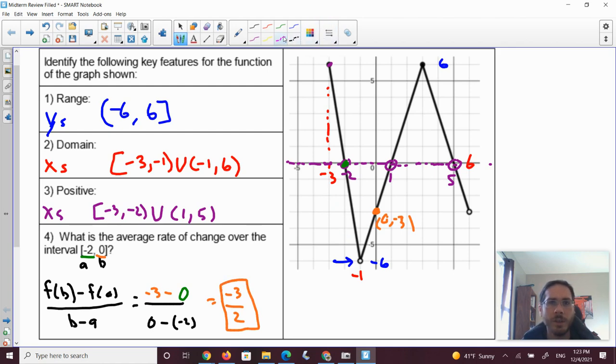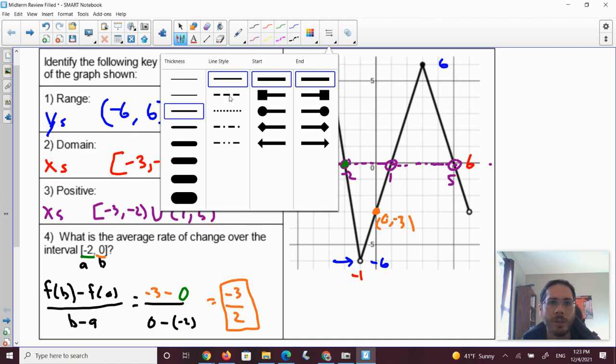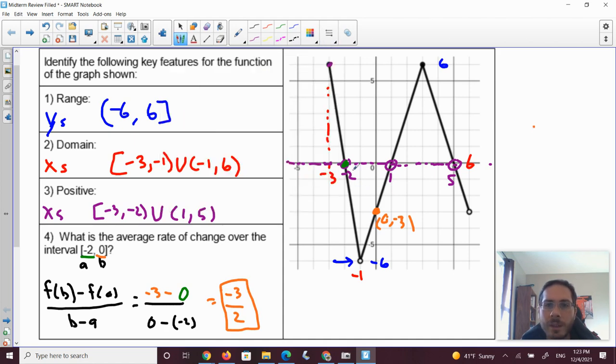And again, that checks out because if we were to do a slope, if we were to connect those with like a fake line, we'd be going down 1, 2, 3 over 2, down 3 over 2. So that does check out. That makes sense. That's the average rate of change.